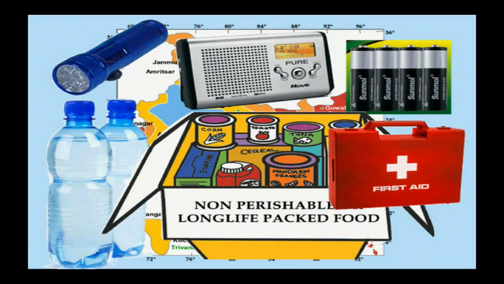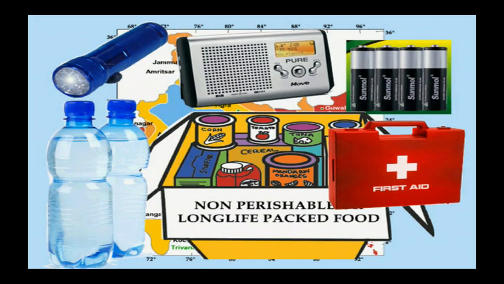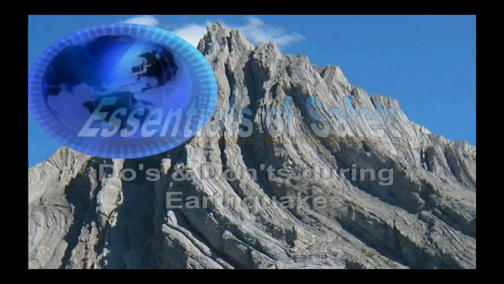This kit must be checked every 3 months and expired items like batteries, food, water, etc. must be replaced. The flashlight and radio set must be tested to ensure that they are in good working condition. Updated kit will be a great help in the event of an earthquake.